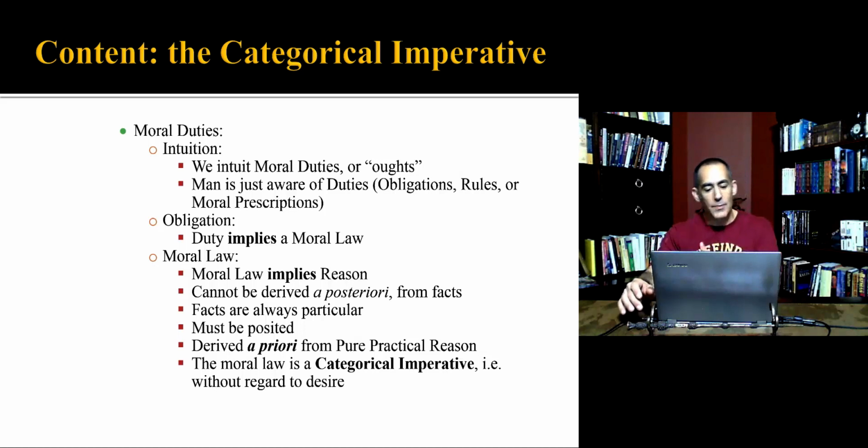So our moral duties, we've got these intuitions, right? We intuit moral duties. We have a sense of this oughtness that tells us what we should and should not do. And we become aware of these duties through this experience. Now, an obligation implies that there's a moral law. I'm just kind of reasoning through at this point, right? An obligation implies that there's a moral law, but a moral law implies that there's some kind of reason, because laws are rational. Laws are set up in a particular way.